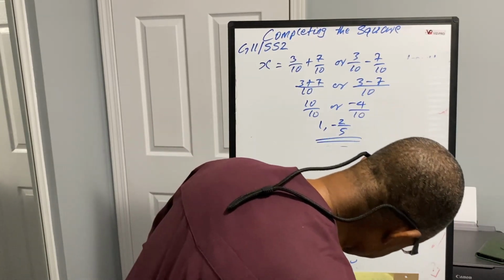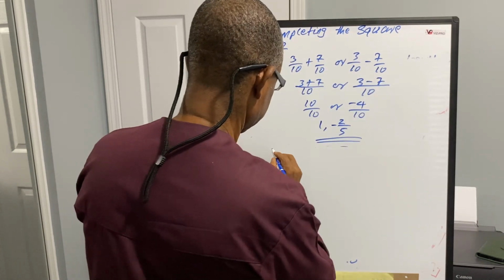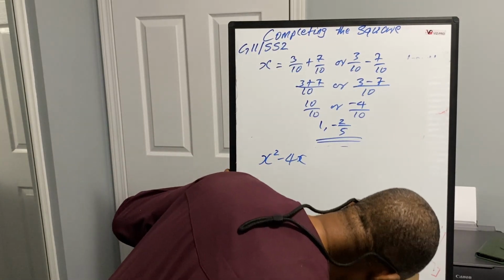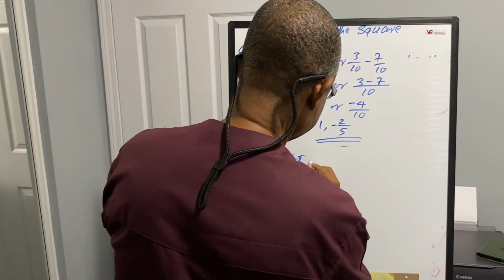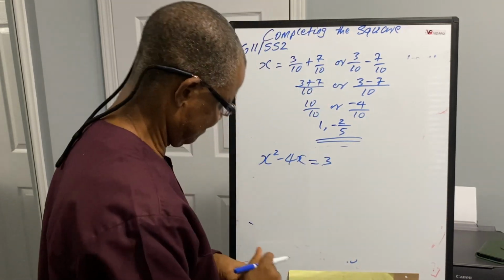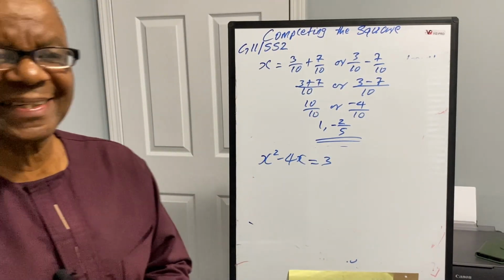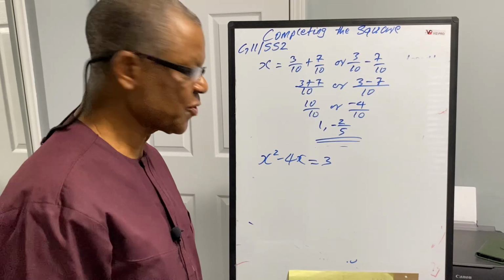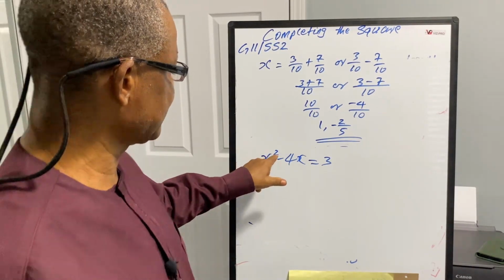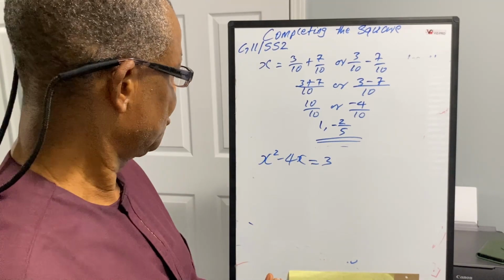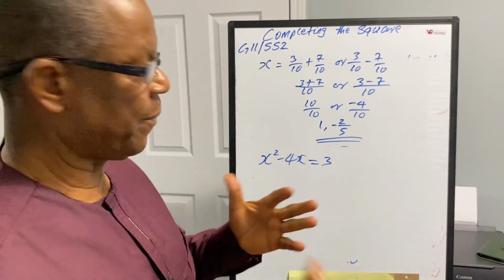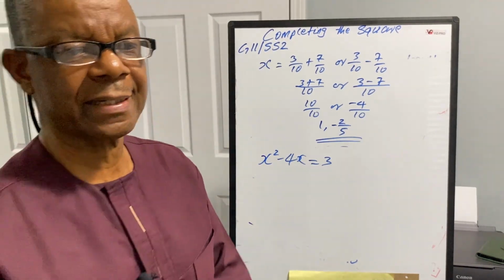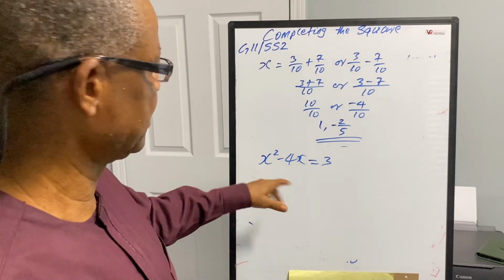Where we are asked to solve x squared minus 4x equals 3. From what we have seen, step 1 is taken care of, and step 2 also is taken care of, because the coefficient of the second degree is already 1. So we don't need to go into step 1 and step 2 because it has been done for us. Step 1, the constant is already at the right hand side. Step 2, the coefficient of the second degree is already 1.